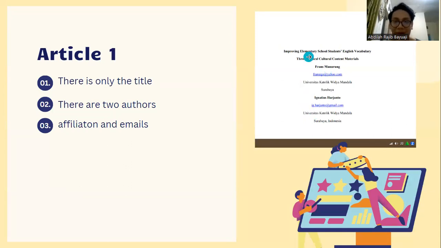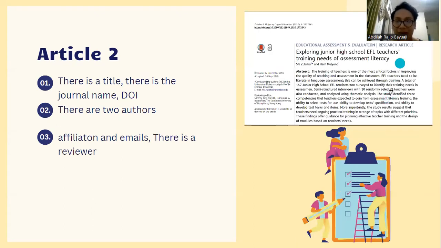Why I'm comparing the first page is because it is the first thing that you see when you open an article or a journal. And this type of first page is a bit underwhelming because we're about to see the second article, and the second article is more, how you say it, more trustworthy. Okay, let's see. Okay, now this is the second article.